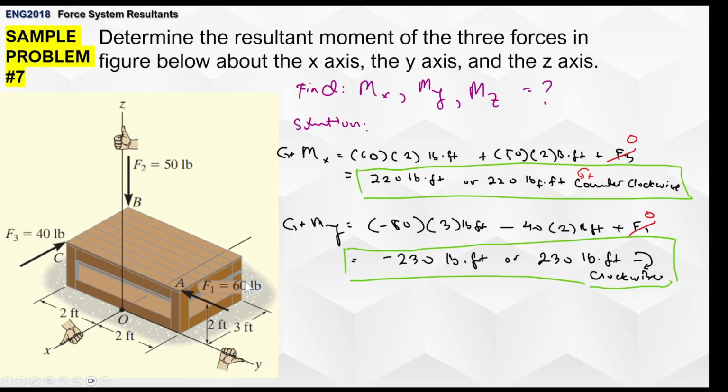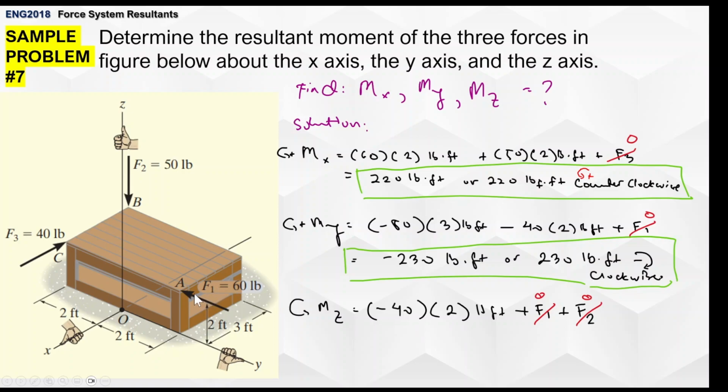How about we try naman yung z-axis? Okay, so this time around, F2 is going to be 0 because the force F2 is acting in the same axis of rotation as the z-axis. So what else? Except for F3 and F1. So in this case, F3 is going to be 40 rotating about the z-axis clockwise times 2 feet. So that's negative 40 times 2.